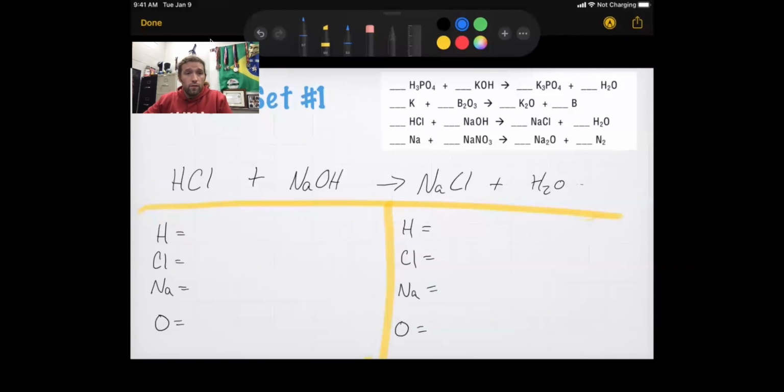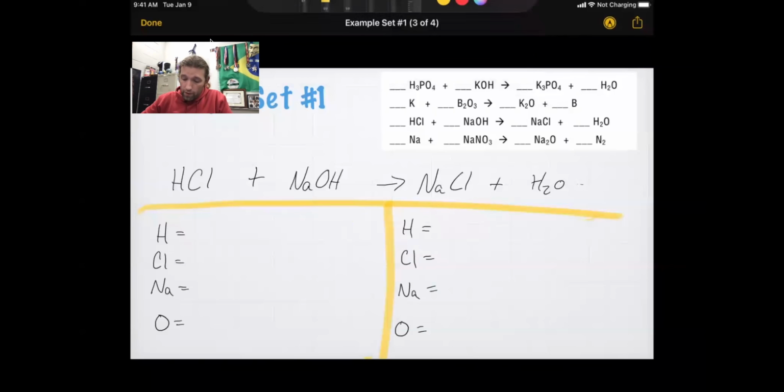Okay, so what now? Let's count them up. On the left-hand side, my reactant side, I have 2 hydrogens.